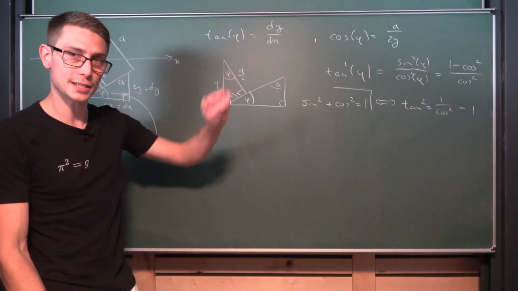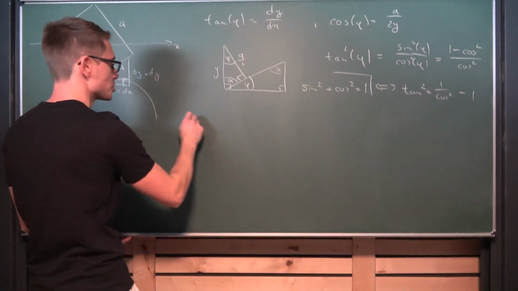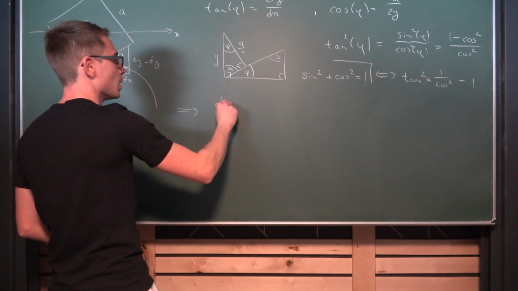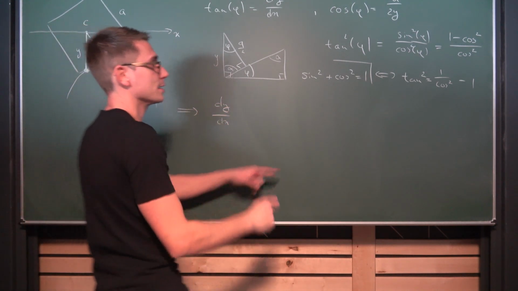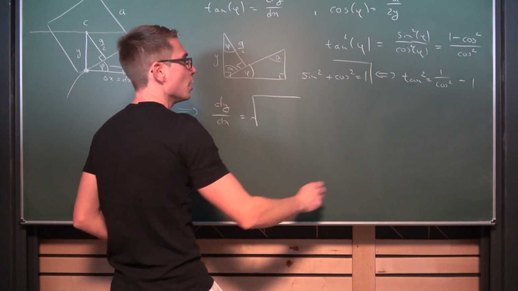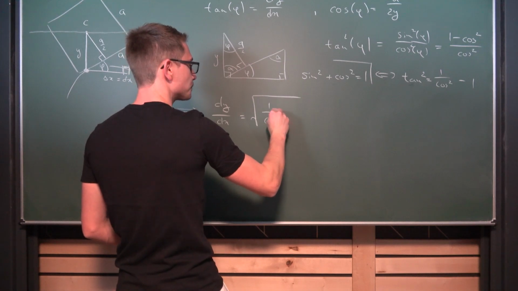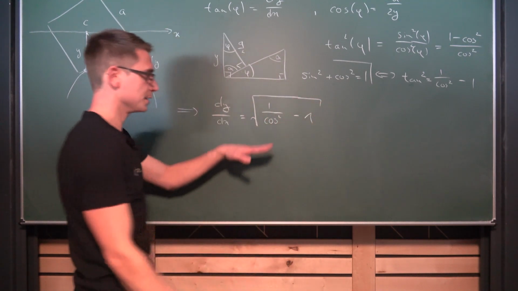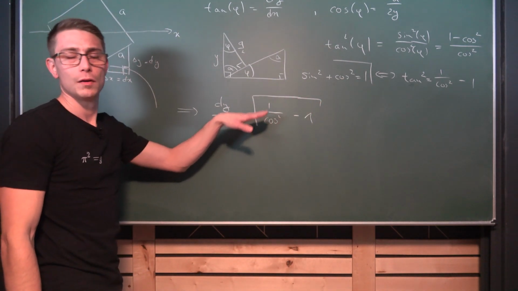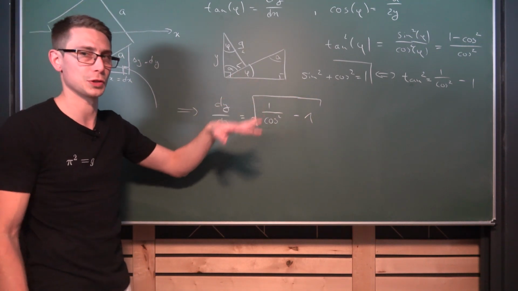And if we now take the square root on both sides, we actually get an expression for our differential. Namely, we get that dy dx, which is nothing other than the tangent of phi, is equal to the square root of 1 over cosine squared, minus 1. I'm going to write it out. This is what we got right now. Obviously, plus minus, but this is just a matter of family of solutions for differential equations.